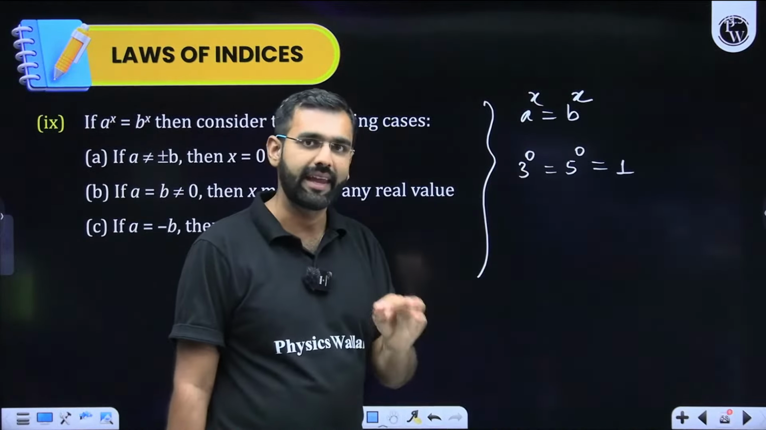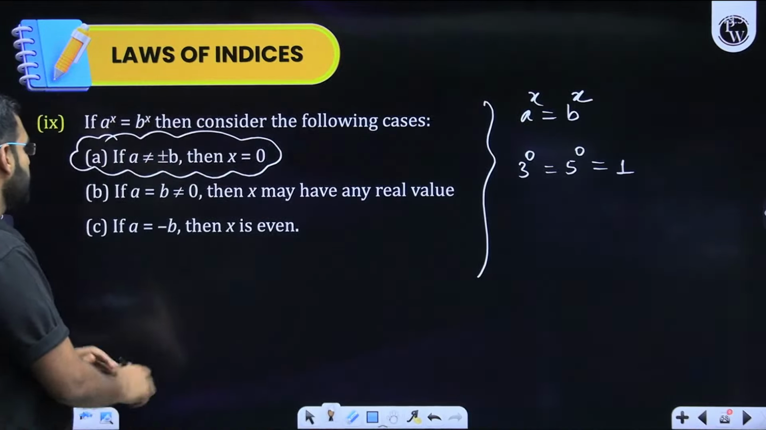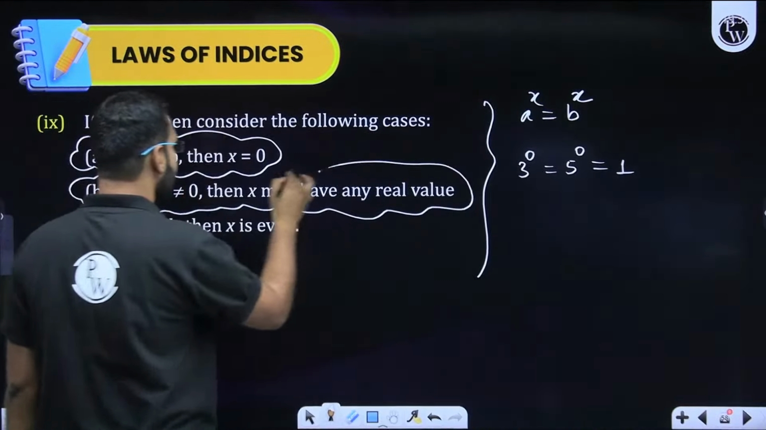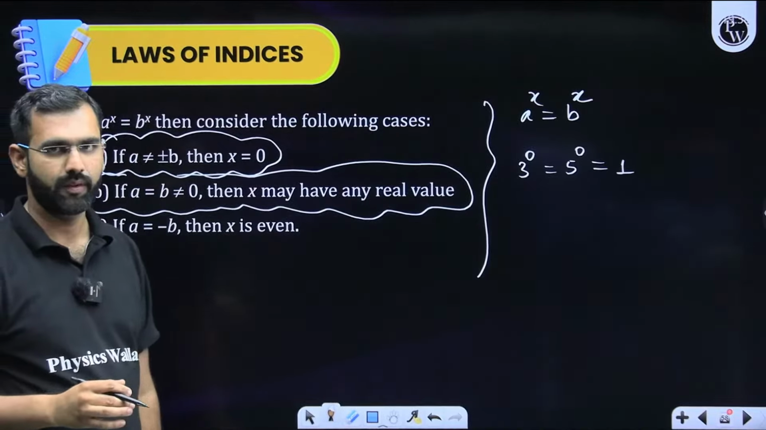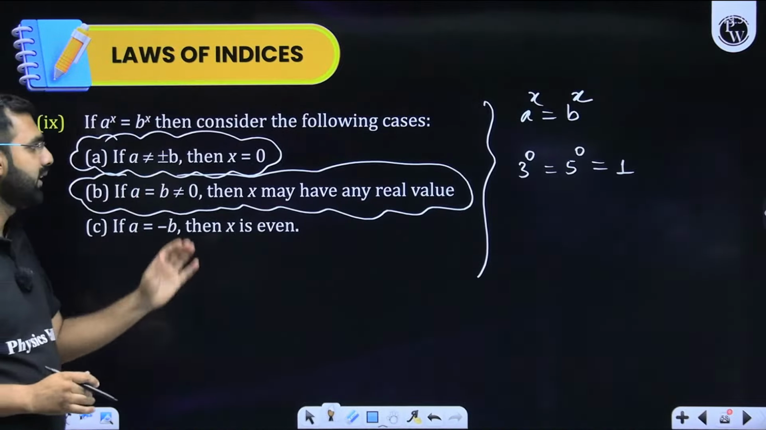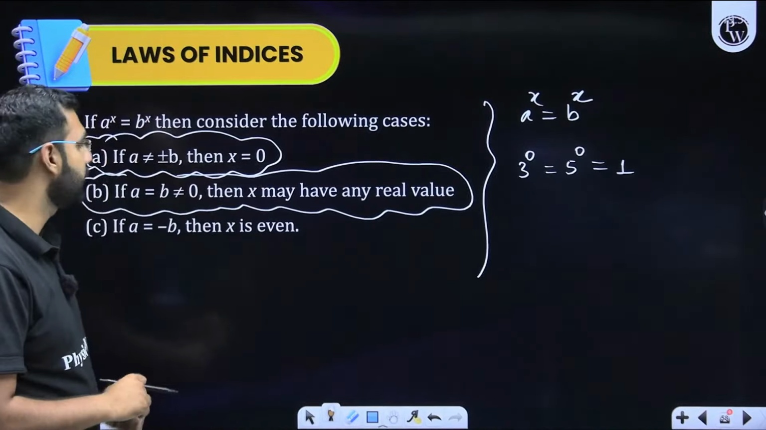If a is not equal to plus minus b, this means a is neither plus b nor minus b. In that case, this will be true only when x is 0. Are you all getting that? Everybody with me on this? Second conclusion: if a and b both are equal and both are not 0, then x can have any real value. I hope you are getting it. If a and b both are non-zero, then x may have any real value. I hope this part is also very well understood by you all.